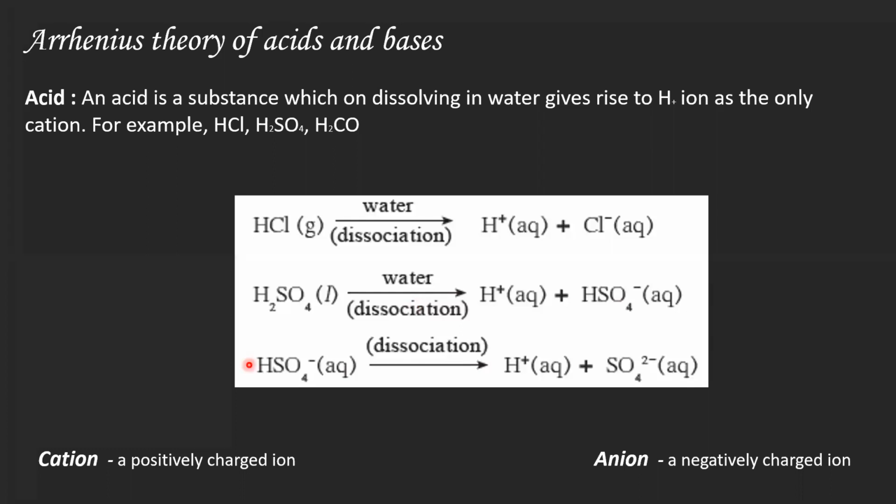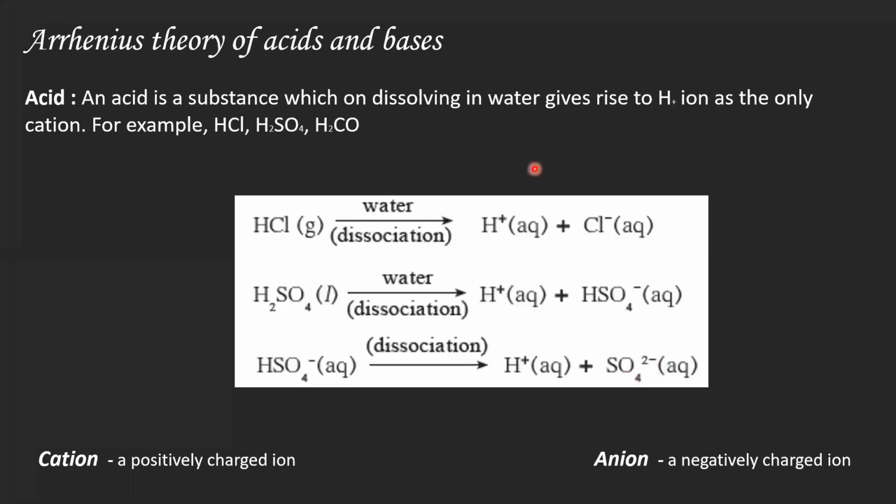Bhaiya, the third is HSO4 minus anion in aqueous state, and its dissociation gives H plus cation in aqueous state plus SO4 2 minus anion aqueous. Yeah, so HSO4 minus aqueous solution. This is nothing but a continuation of the second equation. If you look over here, HSO4 minus dissociates to H plus aqueous plus SO4 2 minus aqueous.